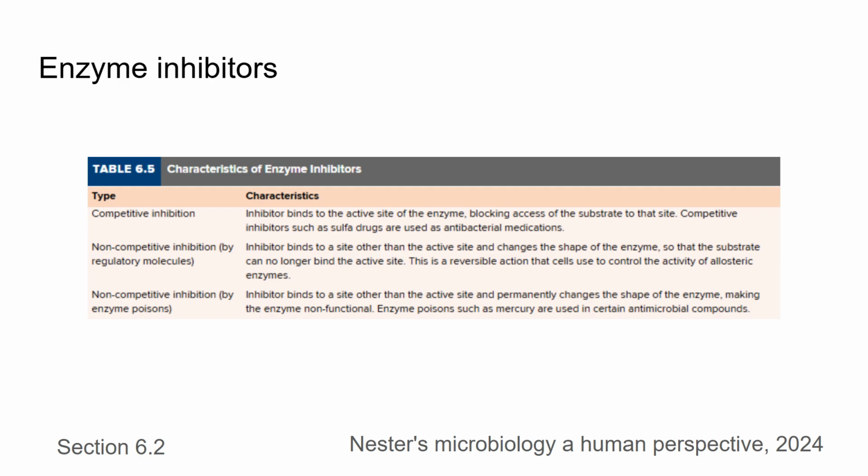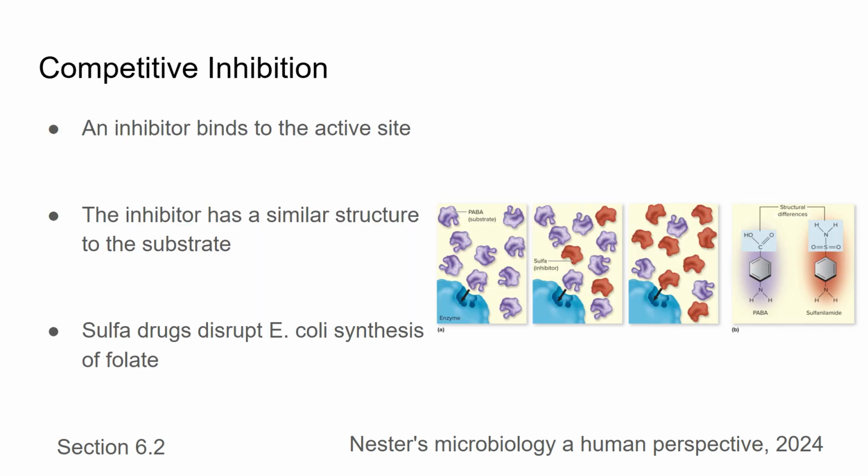So we have different inhibitors. We'll look at a few. First one would be a competitive inhibitor. We'll take more time and look at that. We have non-competitive inhibition, and that'll be by regulatory molecules. We'll look at that too. But that one's going to be reversible. And then non-competitive inhibition by enzymes, and those ones are going to be poisons. They're not reversible and can become problematic.